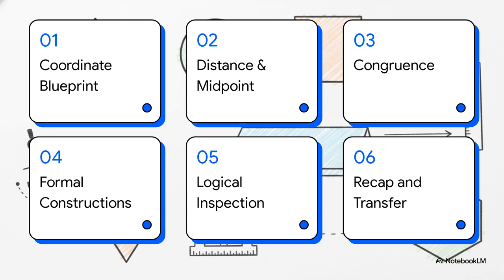Okay, here's our agenda for the toolkit today. We'll start with 1. The coordinate blueprint. Then 2. Distance and midpoint tools. After that, it's 3. Congruence and rigid motions. 4. Formal geometric constructions. 5. Proof, the logical inspection. And finally, 6. Our toolkit recap and transfer.